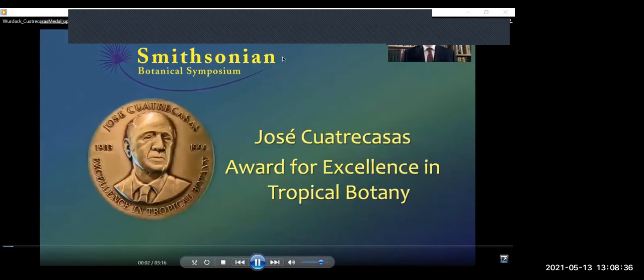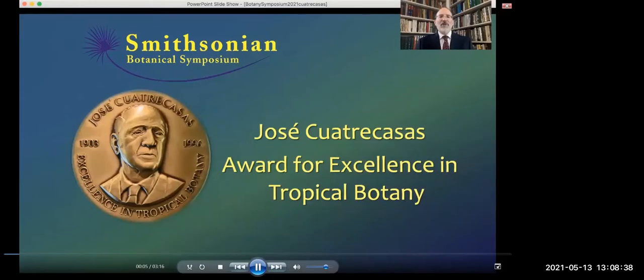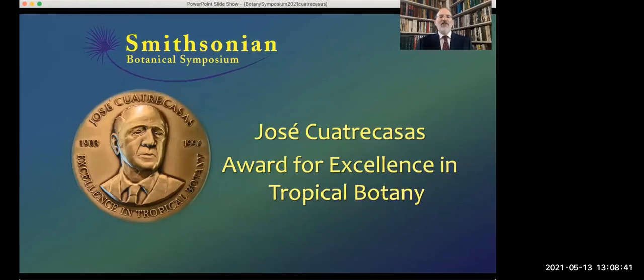The José Cuatrecasas Medal for Excellence in Tropical Botany is named in honor of Dr. José Cuatrecasas, a pioneering botanist and taxonomist who spent nearly half a century working at the National Museum of Natural History. Dr. Cuatrecasas had a distinguished career devoted to systematic botany and plant exploration in tropical South America, especially in the Andes, and this award serves to keep vibrant his accomplishments and memory.